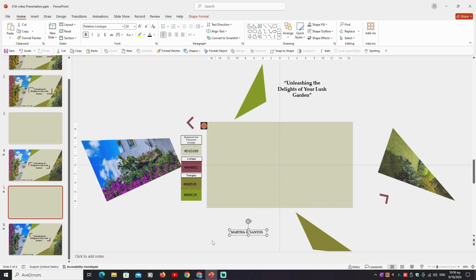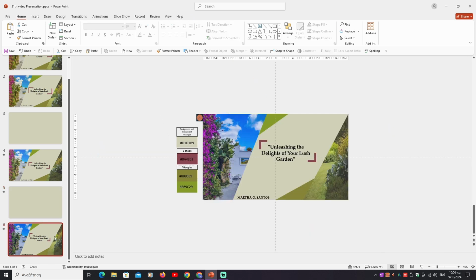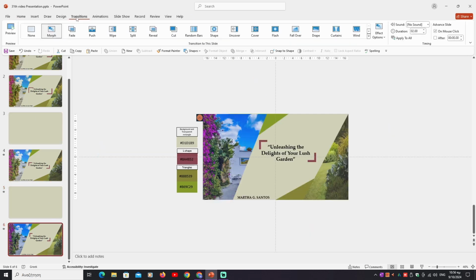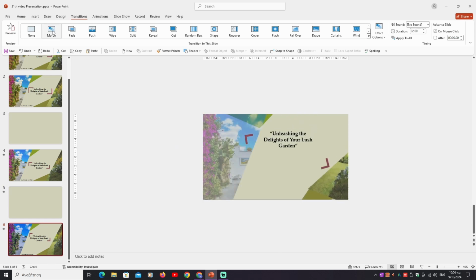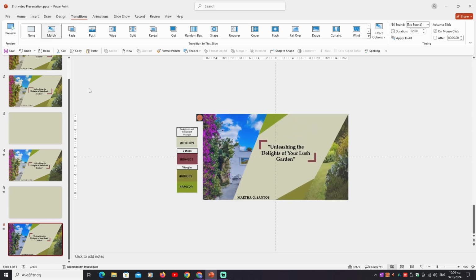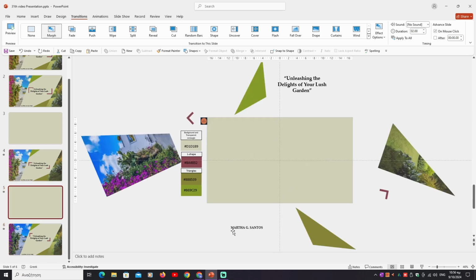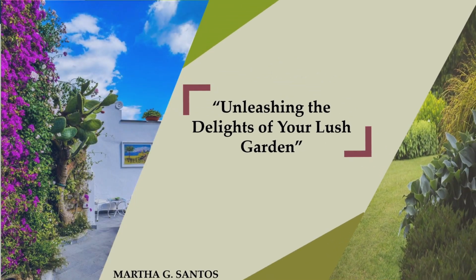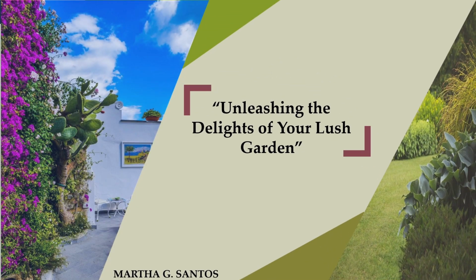Then we go to the second slide, the last slide, and we choose from Transitions, Morph. And then click the slideshow button to see the result. We go to the previous slide, click slideshow button, click down arrow to see the final result.